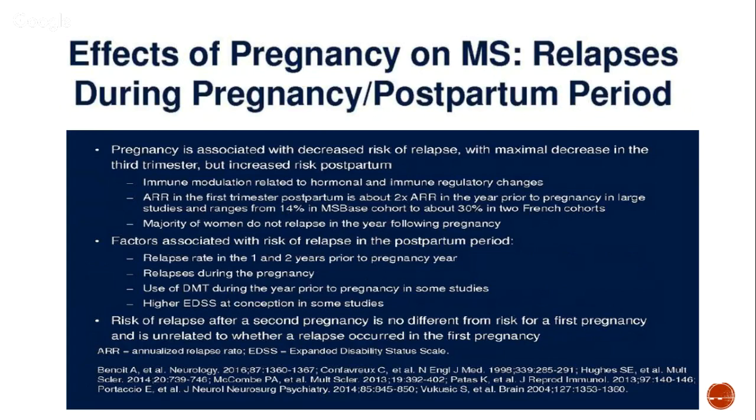It also depends on how many relapses she has during pregnancy, use of DMT, yes or no, and whether they have a higher EDSS at conception in some studies. Risk of relapse after a second pregnancy is no different from that of a first pregnancy. So if they didn't have a relapse the first time, it doesn't mean they won't get a relapse the second time, or if they had a relapse the last time, it doesn't mean that they will get a relapse this time. So it's really not related to the pregnancy status itself. It depends on the overall control of the disease.